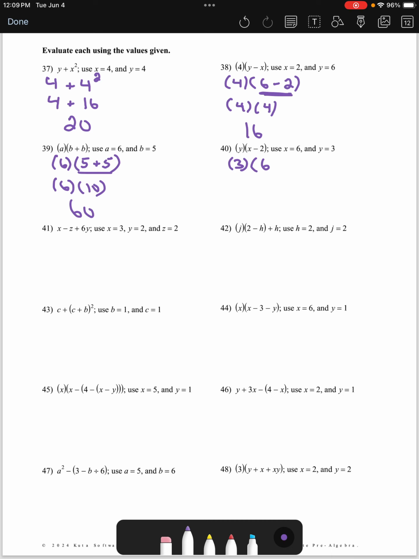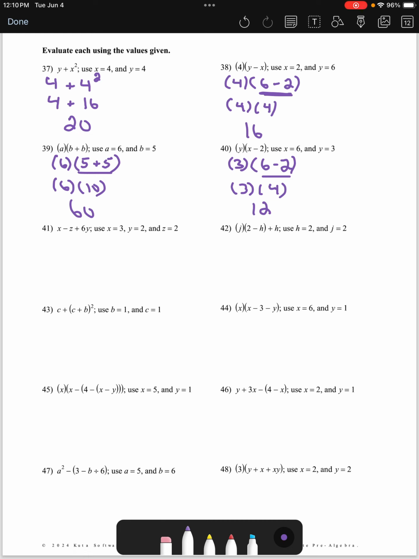Y gets replaced with 3, x gets replaced with 6. And again, everything else copied exactly. Order of operations says do the subtraction inside the parentheses first, and 3 times 4 is 12.